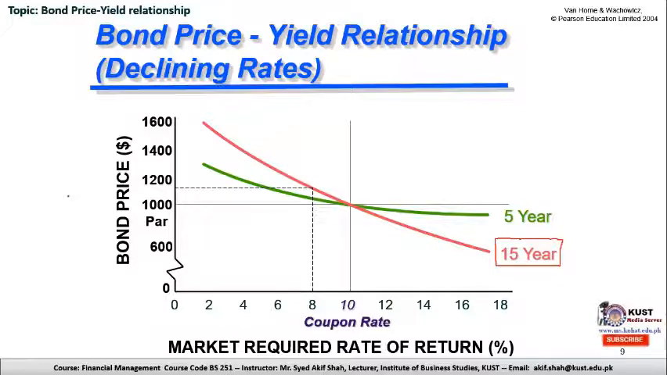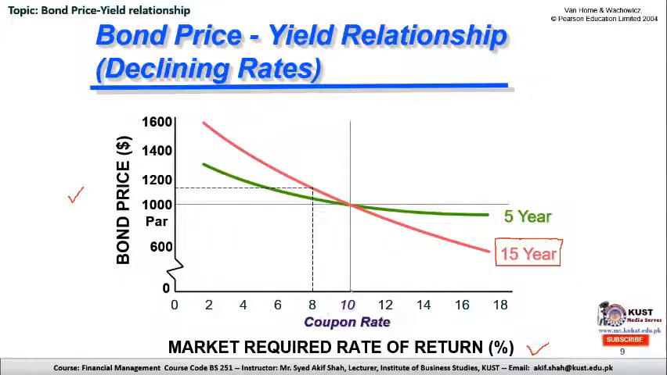On the y-axis, bond price is mentioned. On the x-axis, the market required rate of return is mentioned. It means that a change in the market required rate of return will lead to a change in the bond prices, either in a positive or in a negative fashion.